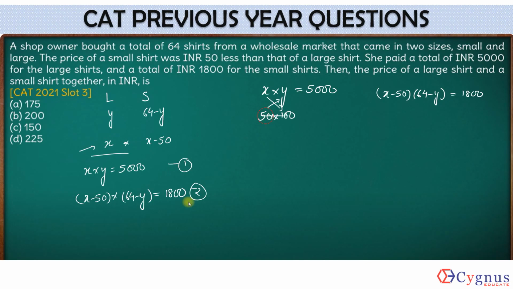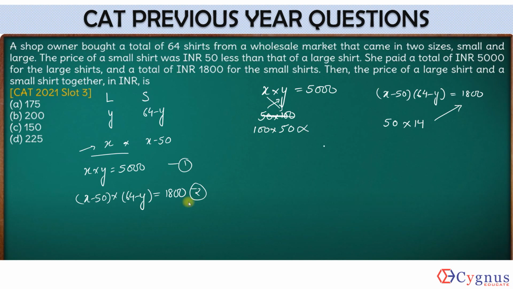It's better we write it like this: x is 100, y is 50. Now look at this. If x is 100, then x minus 50 will become how much? 50. And 64 minus y will become 14. But this product is not equal to 1800. That means I'll not consider this case.